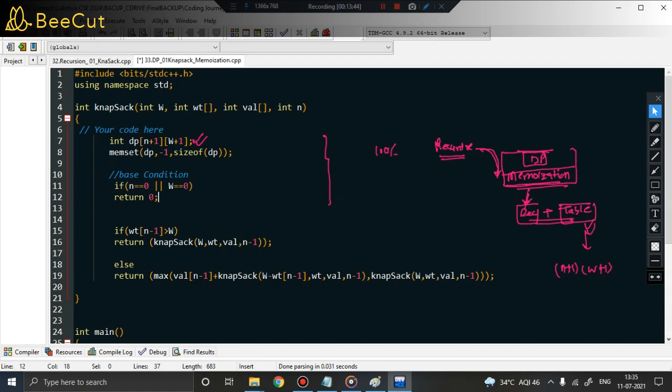Now the base condition will remain as it is. What is the base condition? It says that if the number of items is 0 or w is equal to 0, you return 0. Now where are the recursive calls you are making?